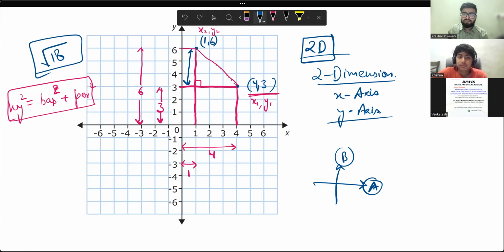This thing is, let's suppose, your height, and this thing is your base. Or you can say this thing is your base, this thing is your height. That depends. So to find out this distance, we need this.